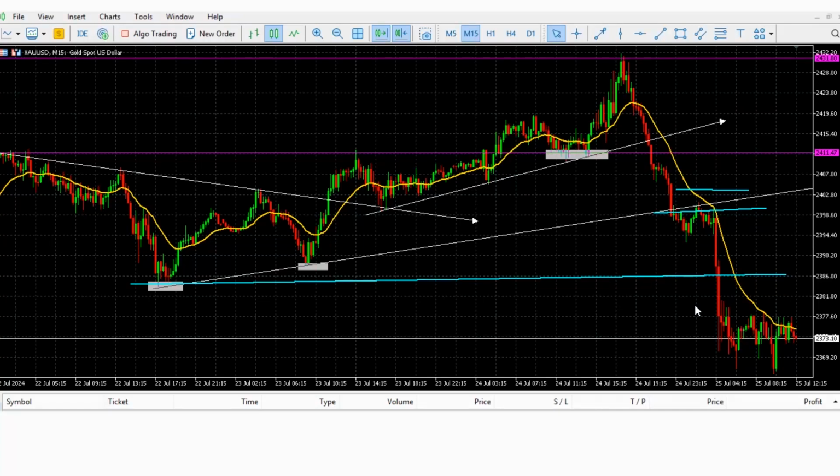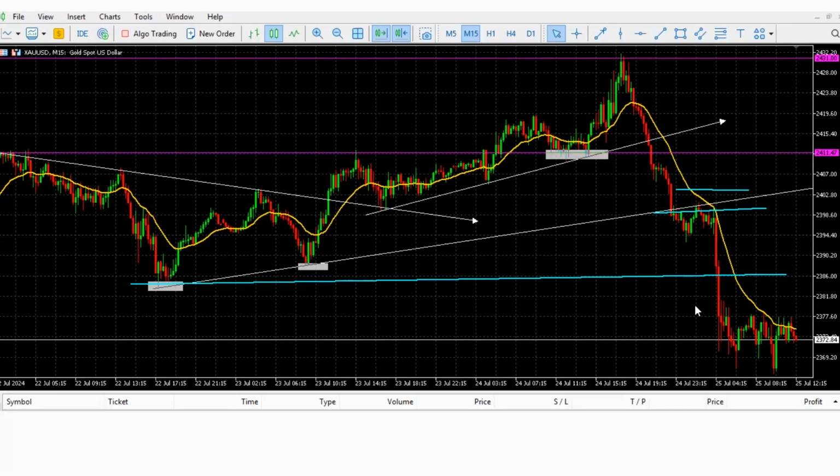If gold is going down, it goes down like a jet or a rocket. If it's going up, it goes up like a rocket. That is gold. If you are trading against the trend in gold, you will get so many losses, because the market will just be hitting you back to back. That is why I take my time to explain this to you guys.